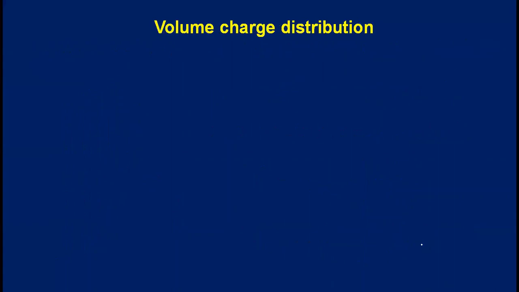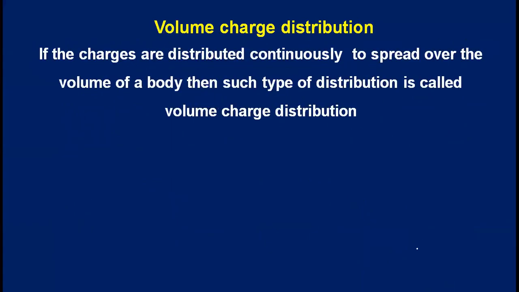volume charge distribution. If the charges are distributed continuously to spread over the volume of a body, the space within the body. So if the charges occupy the entire volume of a hollow space inside a body, then we are going to call it volume charge distribution. So if the charges tend to occupy the space within a body, the volume of a body, then such type of distribution is called volume charge distribution.